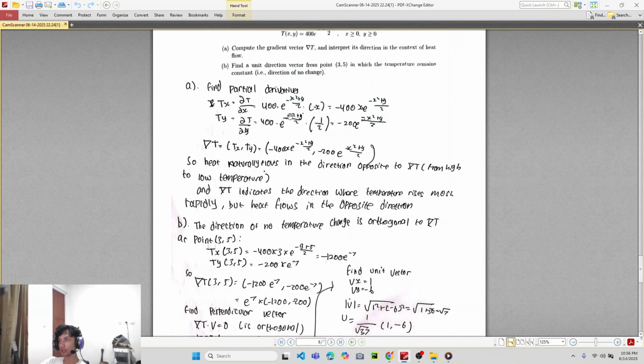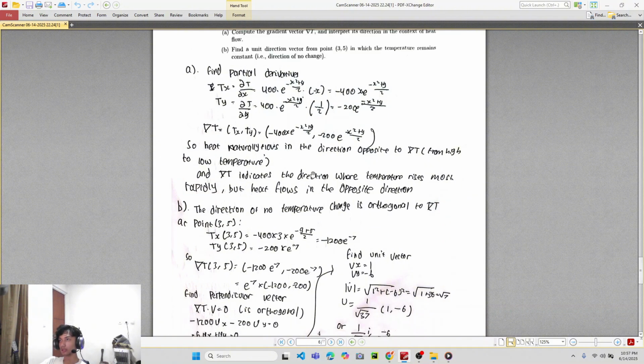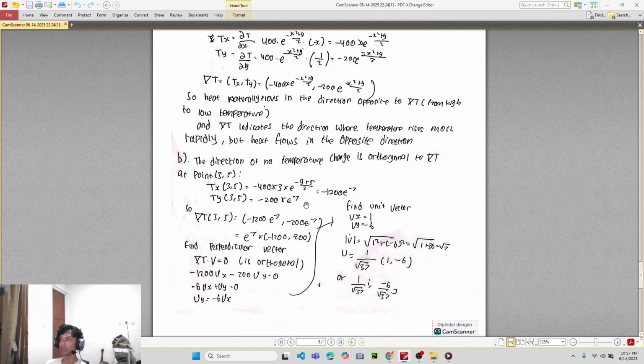I think this is negative, sorry. So gradient T has components Tx and Ty, which are this one here and this one here. Heat naturally flows in the direction opposite to gradient T, from high to low temperature. Gradient T indicates the direction where temperature rises most rapidly, but heat flows in the opposite direction.